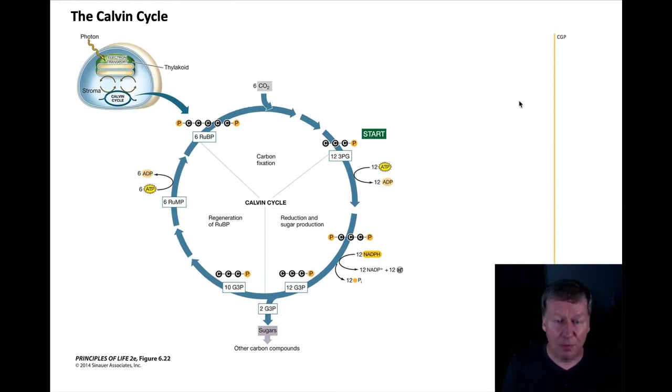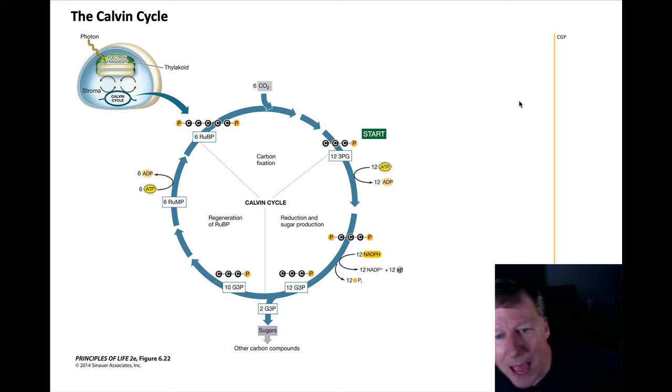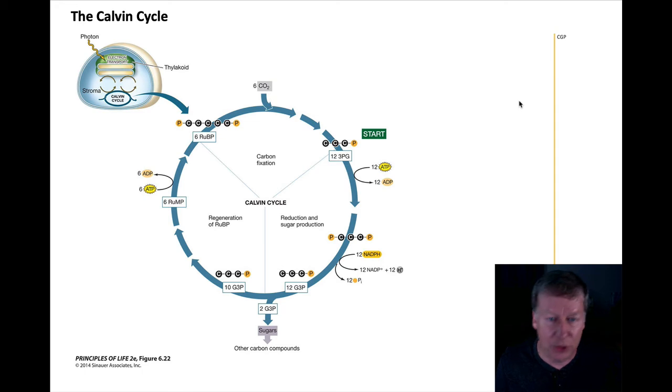The Calvin cycle probably reminds you a little bit of the Krebs cycle. We've got a series of chemical reactions here, and it's in a giant circle. Because it's in a circle, you can technically start anywhere you want, but I'm going to start over here. That's going to be my beginning point. The Calvin cycle is broken up into three big steps. The first step is carbon fixation, then the reduction and sugar production, and finally the regeneration of RuBP.